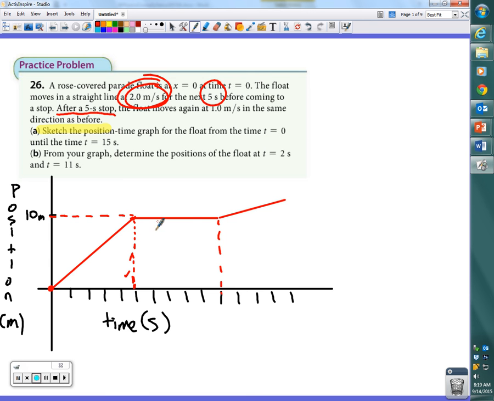So that means that during this section right here, the slope of that line should be 0 because that object is at rest. It's not moving. Its position does not change, right?